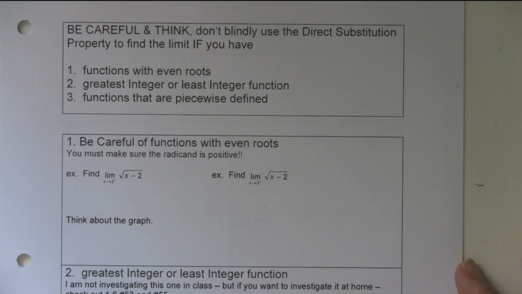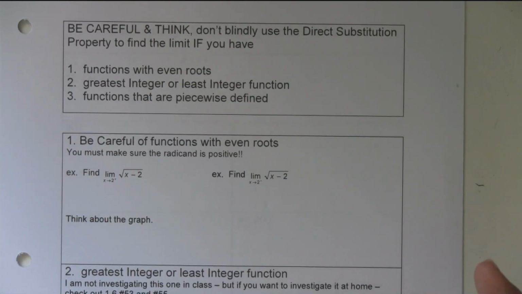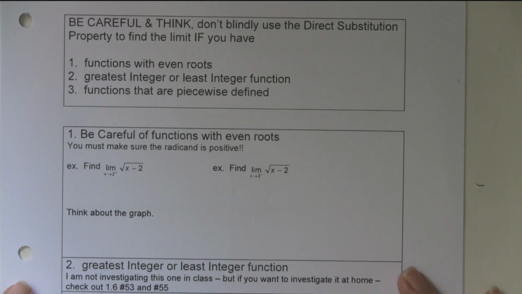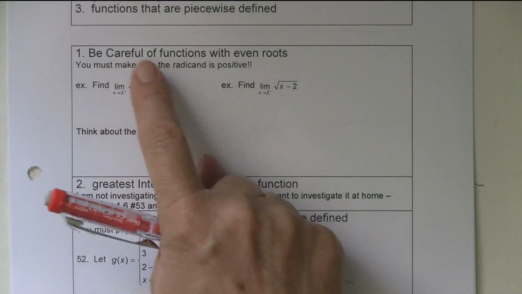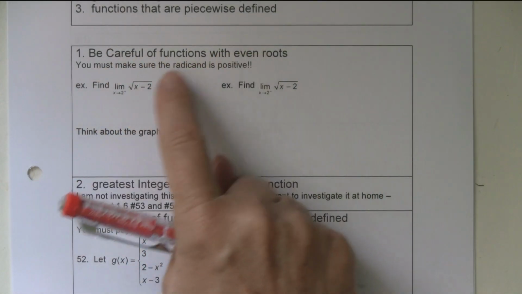Things that could give you problems, that's what I'm trying to say, are functions with even roots. The greatest integer function or the least integer function could give you problems, and also functions that are piecewise defined. We'll be careful when functions have even roots.